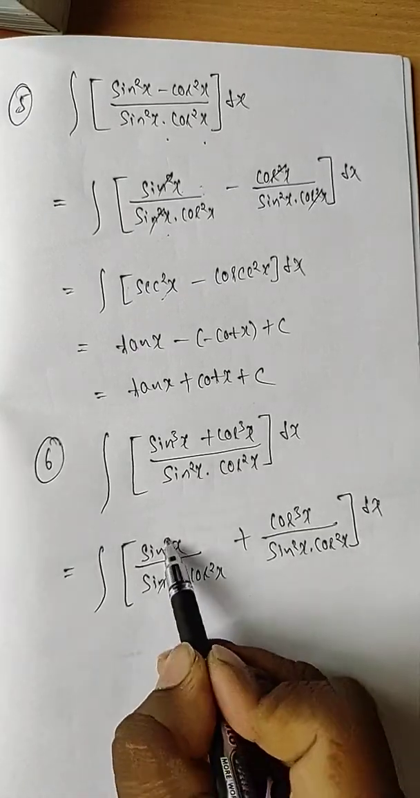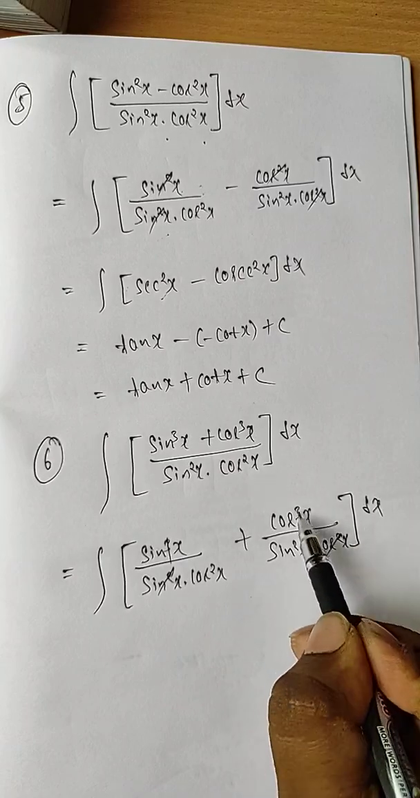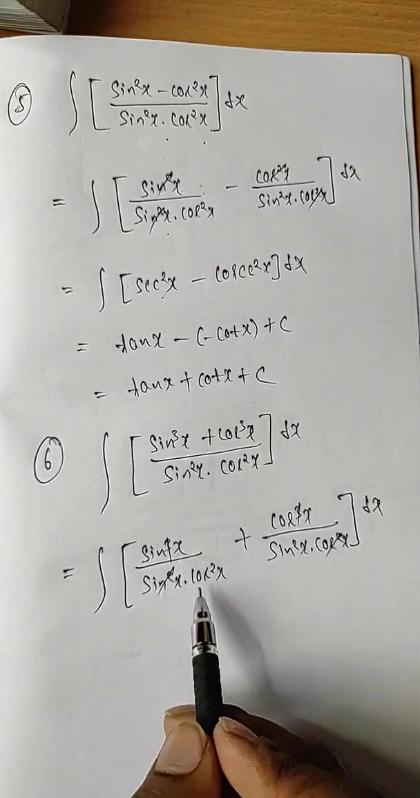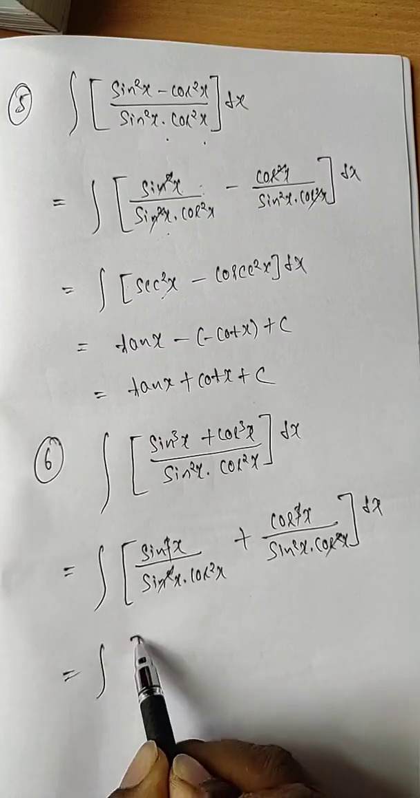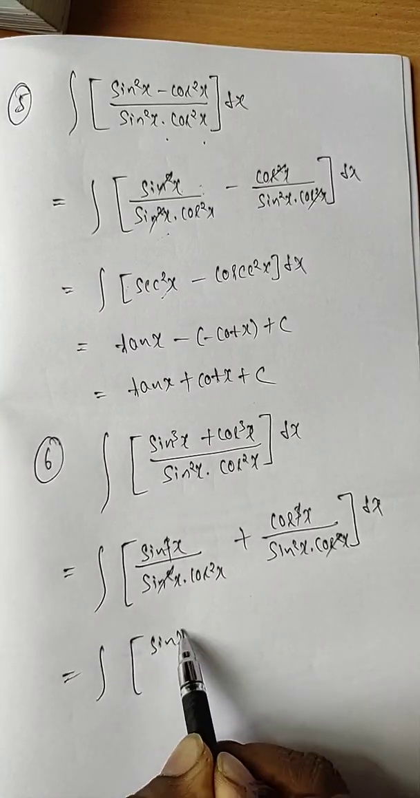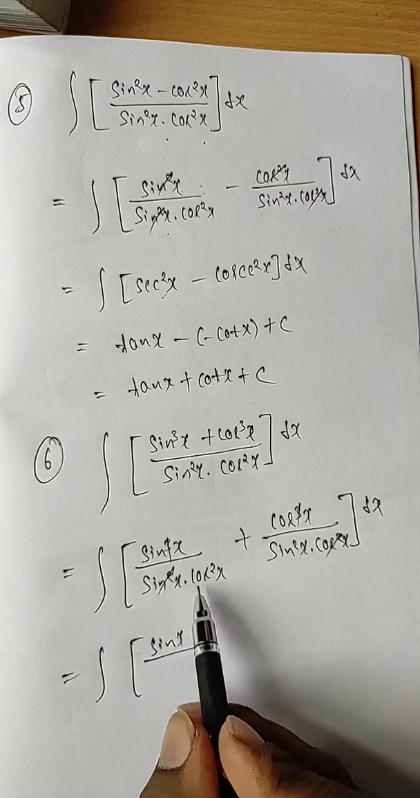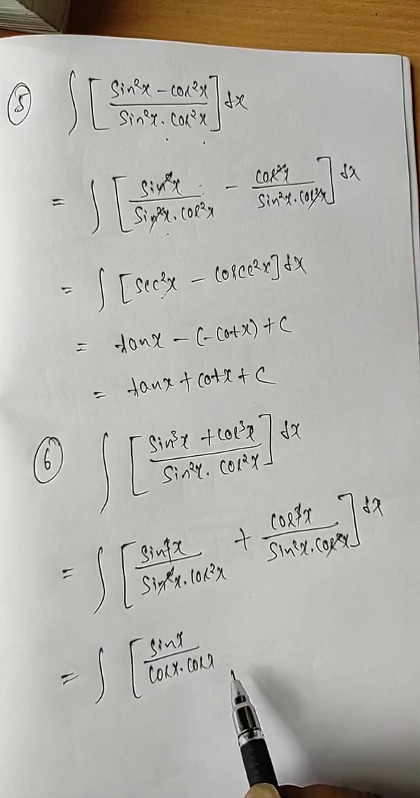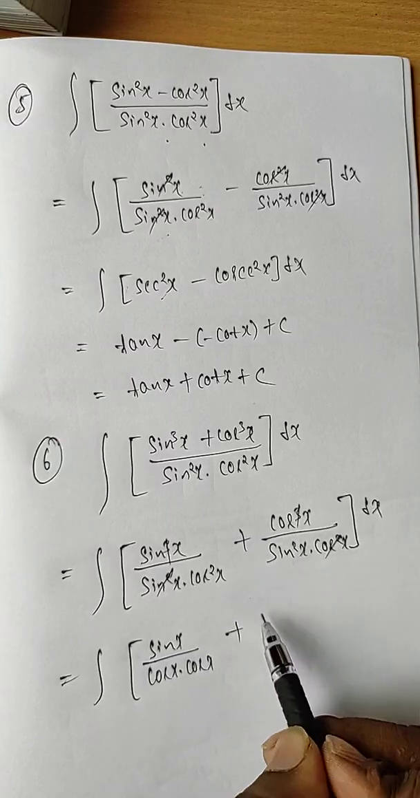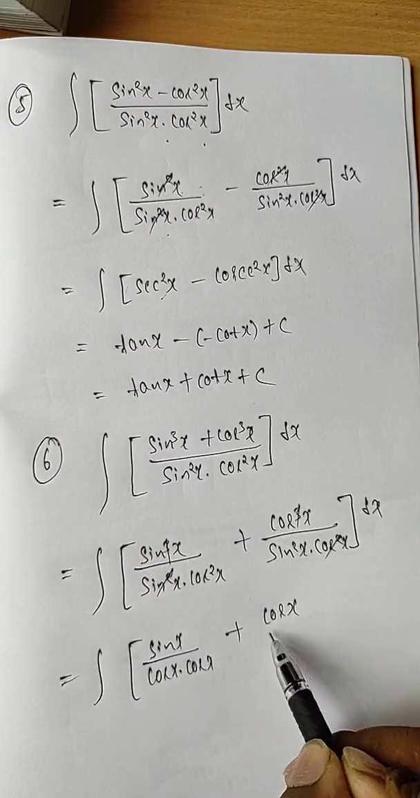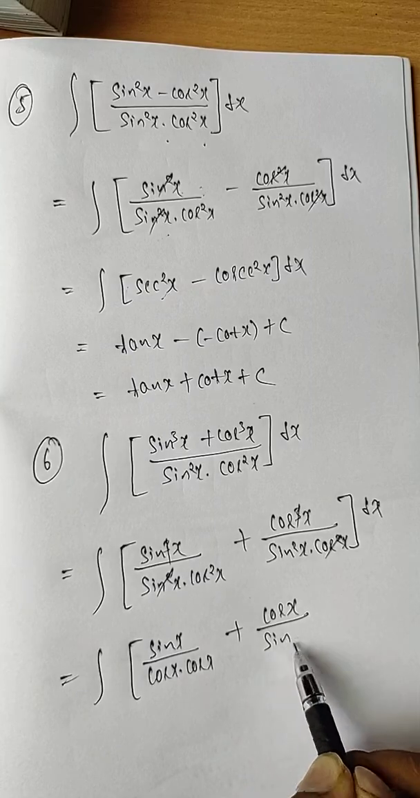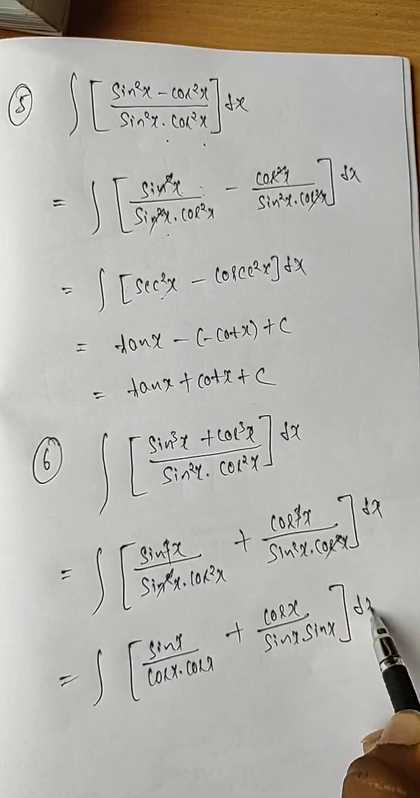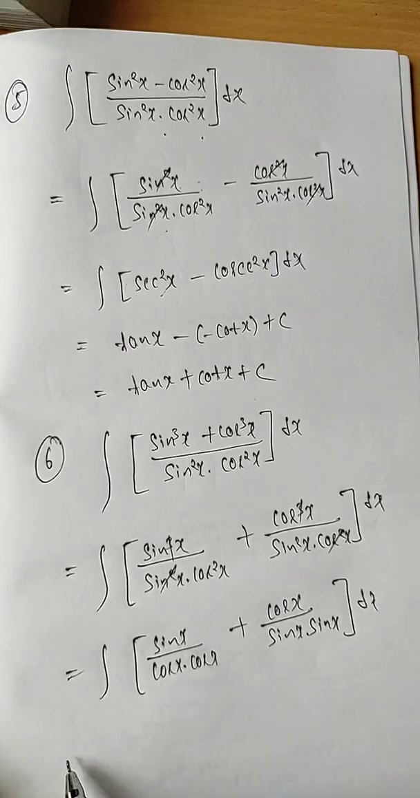Here sin square x cancels, cos square x cancels, so now we will be left with sin x by cos square x. I am writing this cos square x as cos x into cos x, plus here we are left with cos x by sin square x, I am writing that as sin x into sin x, into dx. Here, what is sin x by cos x?